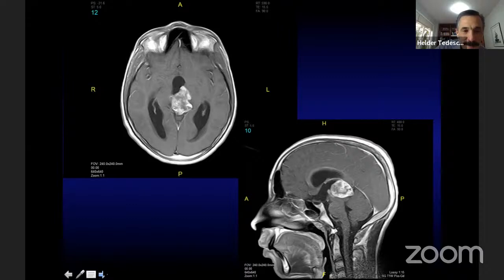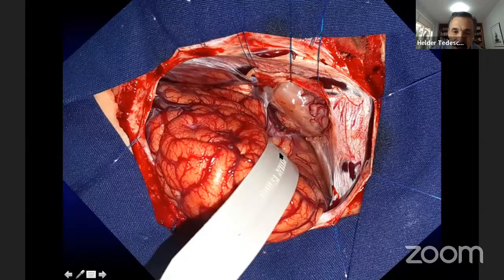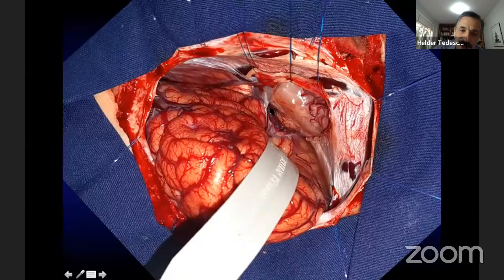So again, I always use this to sustain the cerebellum, the occipital lobe. And then again, I know where I should cut my vein. This is the straight sinus. Remember corpus callosum, come here where you drain. This is the basal vein of Rosenthal and the tumor is here leaning against the cerebellum.